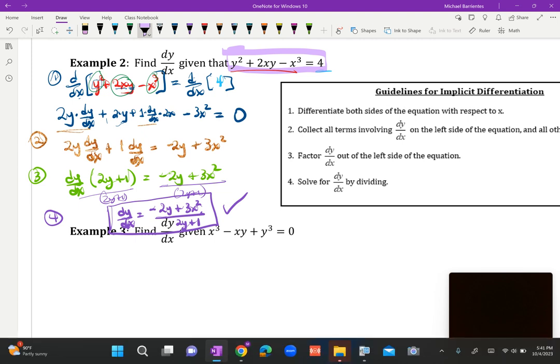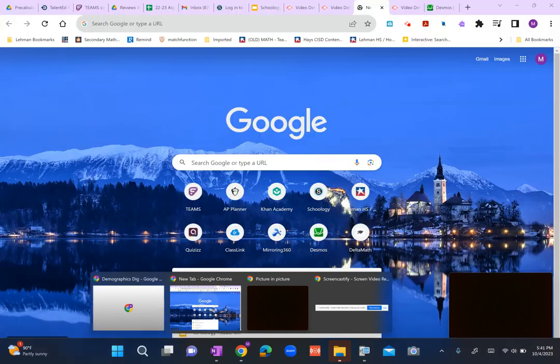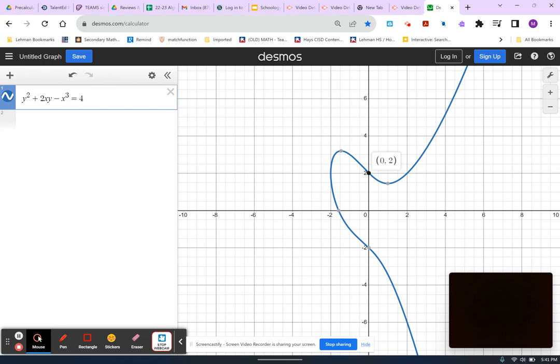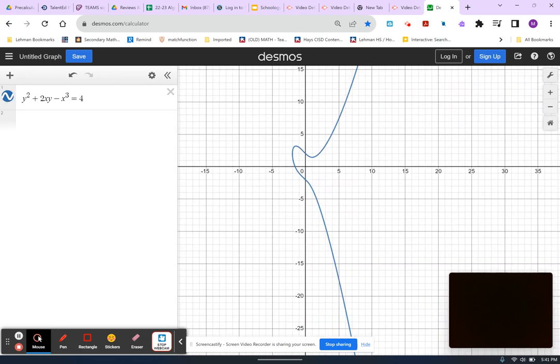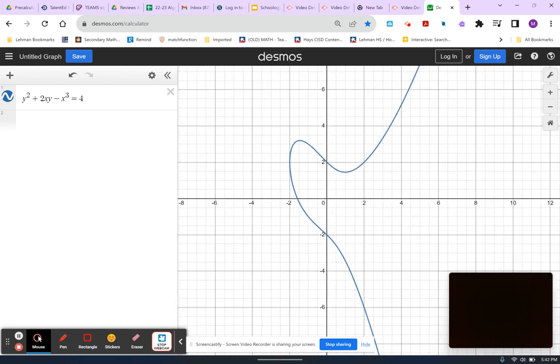So when I go to Desmos, this is the graph that we get. Notice this graph is not a function. It doesn't pass the vertical line test, but it is a graph and it is created by that equation. And at any given point, we can find the slope of that point. For example, it actually has two y-intercepts. One of them is at 0, 2, and the other one over here is at 0, negative 2.